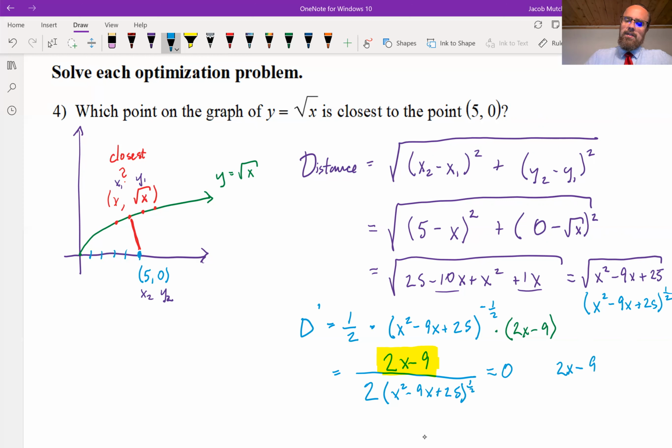So 2x minus 9 equals 0. I'm going to make a separate associated equation and solve that. So add 9 to both sides. We get 2x equals 9. And then by dividing by 2, we see that we have an x value of 9 over 2, or 4.5.